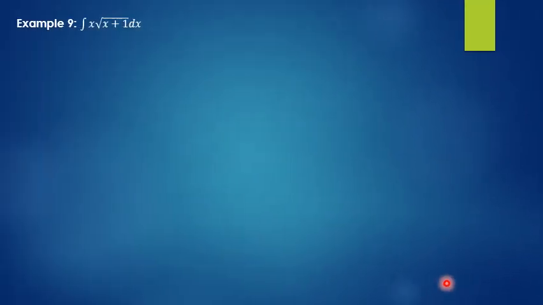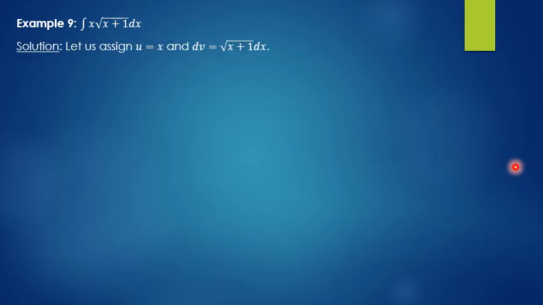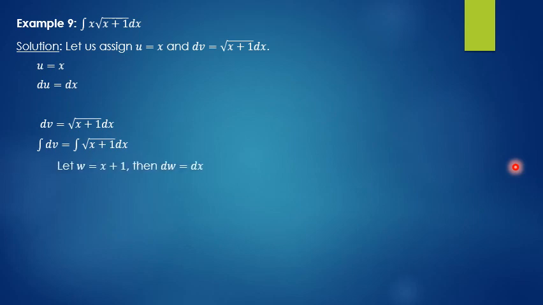Okay, so let's have the next example. So if we are going to get the integral of x multiplied to the square root of x plus 1 dx, then the candidate for u would be x, and candidate for dv would be the square root of x plus 1 dx. So if u is equal to x, then our du would be dx. If our dv is square root of x plus 1 dx, then the integral of that.